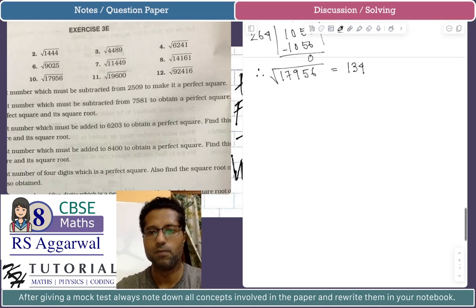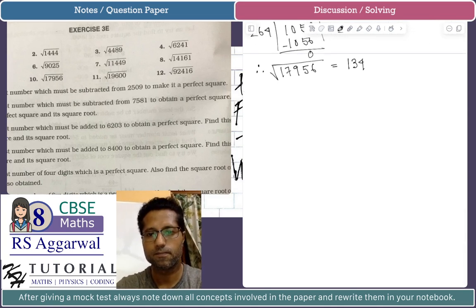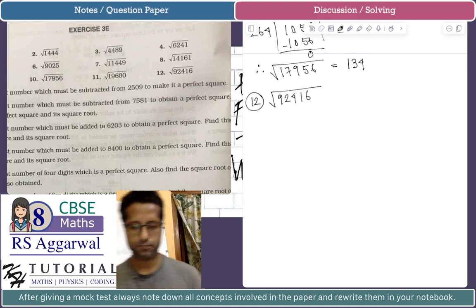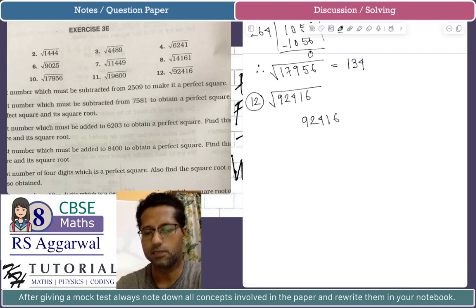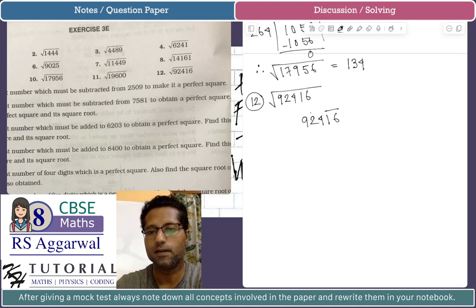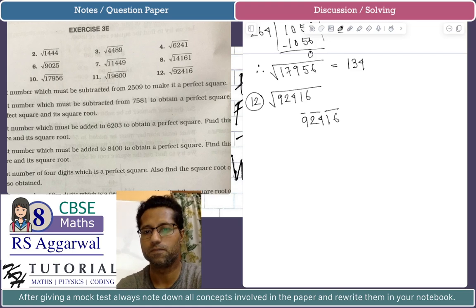The last one, problem number 12. We have to find the square root of 92416. So the number is 9, 2, 4, 1, 6. We create the periods, that is pairs of two digits from the right hand side. So we have the periods 16, 24 and 9. 9 is the leftmost period.